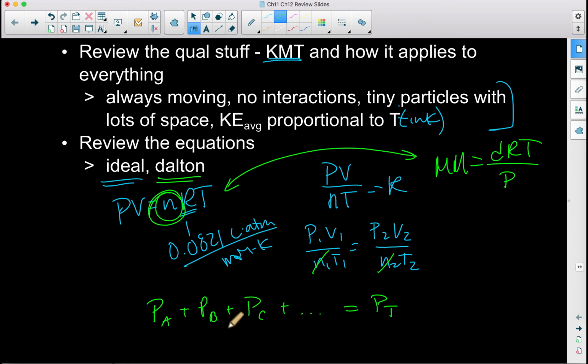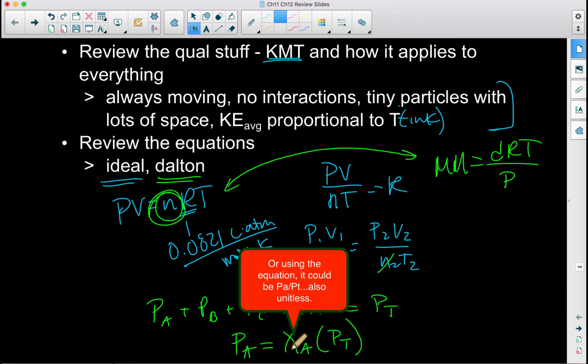Okay. Looking at this from a different point of view, we can also say that the partial pressure of substance A is equal to the mole fraction of A times total pressure. As in, the pressure of one over the pressure of the whole gives me my mole fraction, where mole fraction is a unitless quantity, that is moles of A over total moles. Going back to things we should know. Okay.